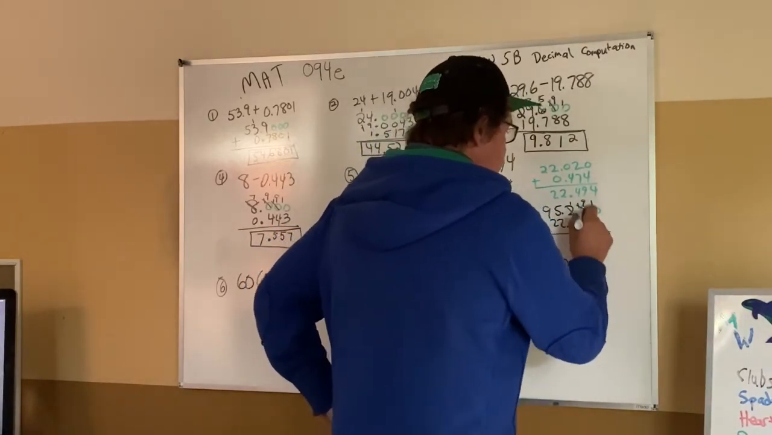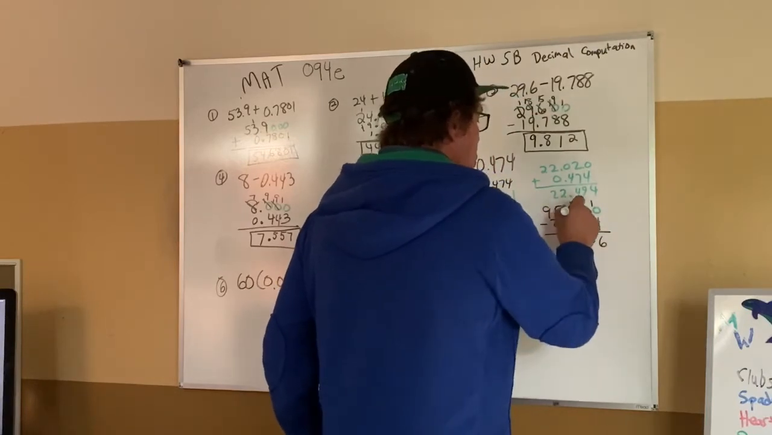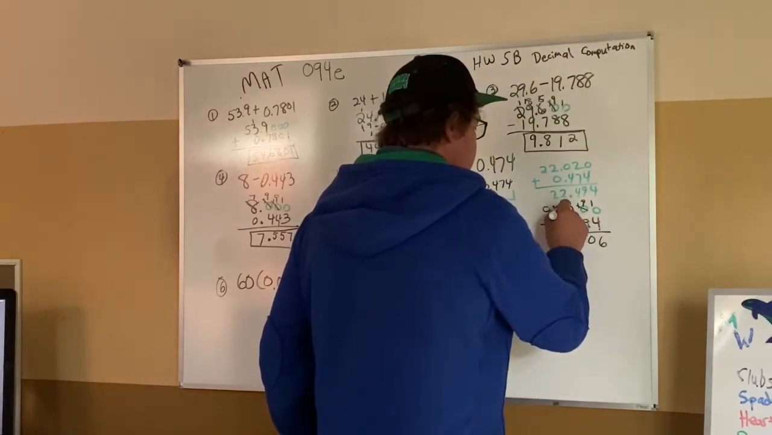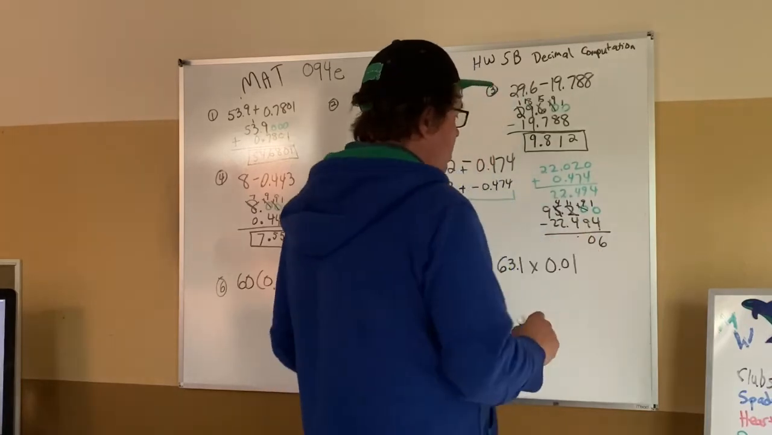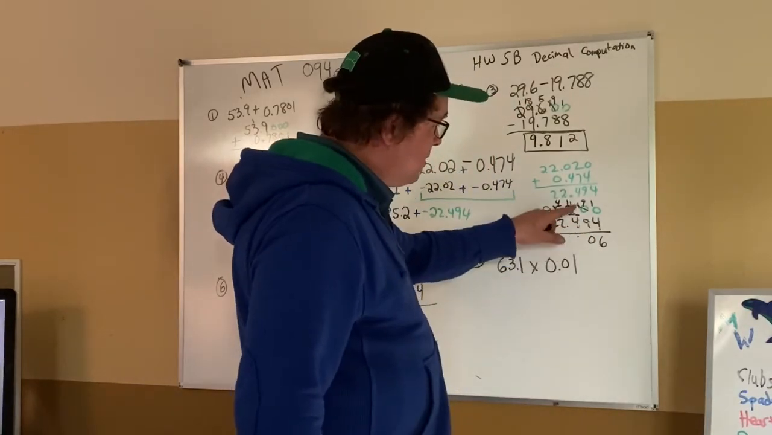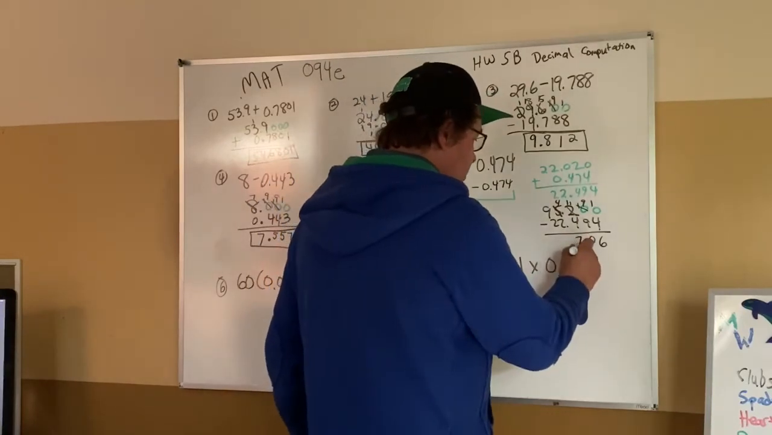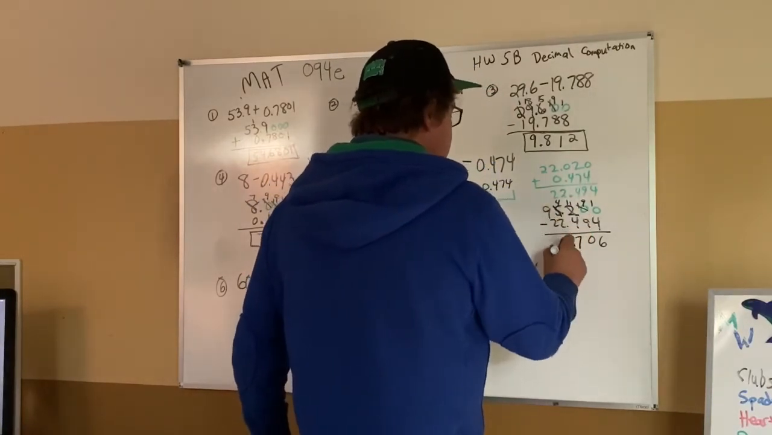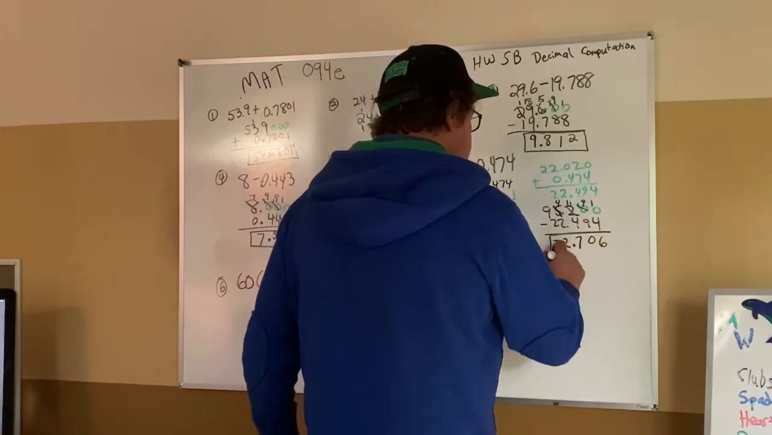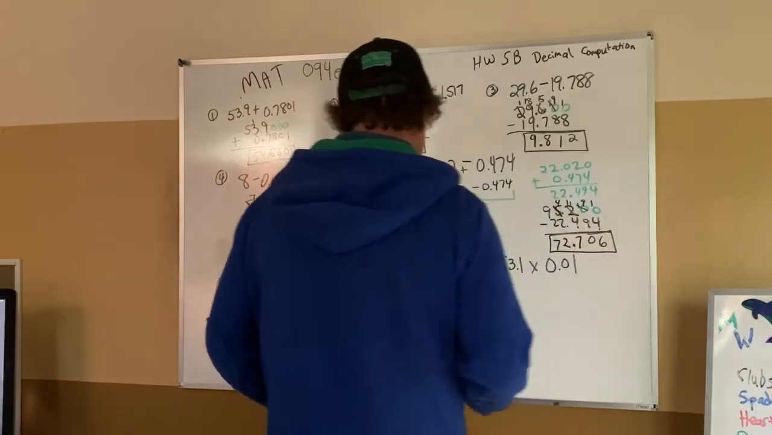10 minus 4 for 6, 9 minus 9 for 0. 1 minus 4 can't happen, so we've got to turn that into 40 and 11. 11 minus 4 is 7. How do I know that? 6 more there for 10, 6 more there for 17, here comes 7. 4 minus 2 is 2, and 9 minus 2 is 7. 72.706 is where this rounds up.